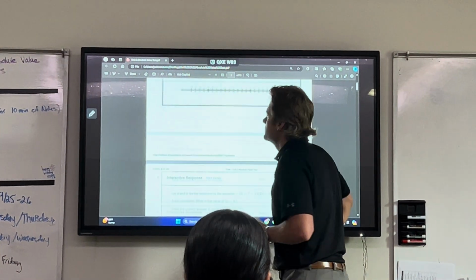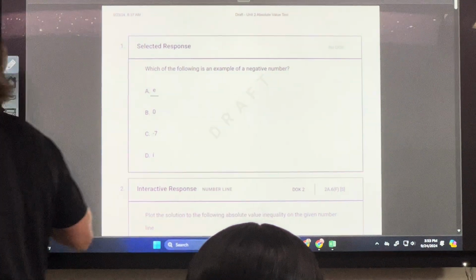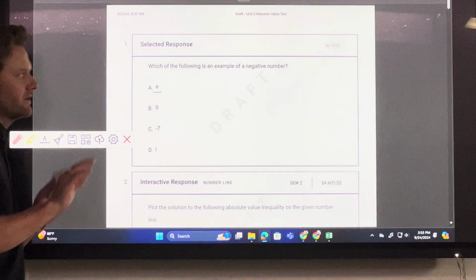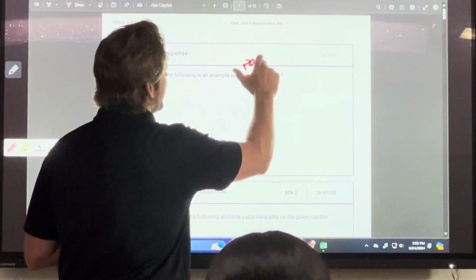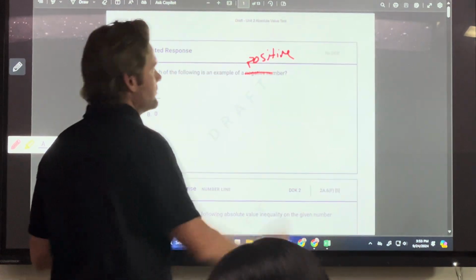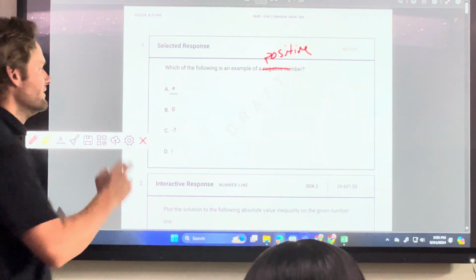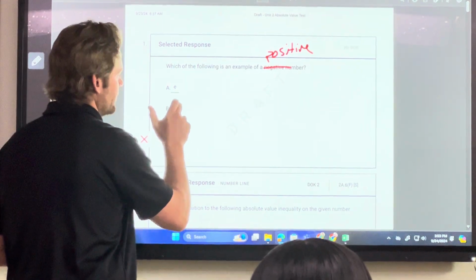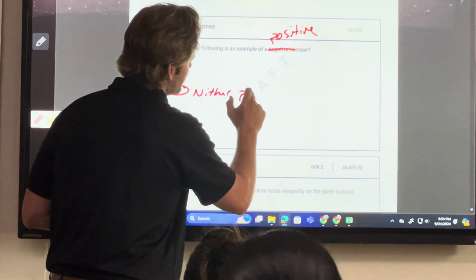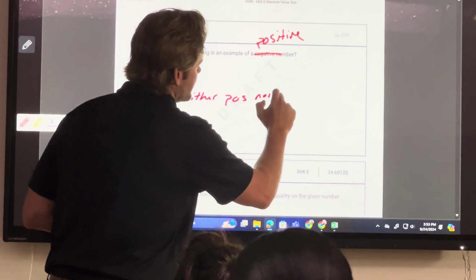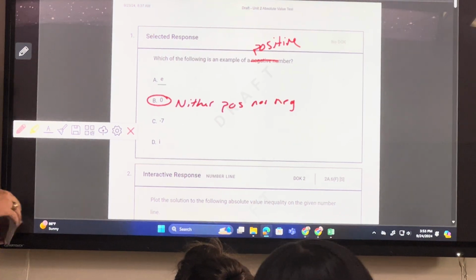All right, so starting at the top, now on the test, I know number one's not on my list, but you're gonna be asked either what is a positive number, right? Or what is neither positive nor negative, right? If it's neither positive nor negative, 0 will be your answer. 0 does not have a sign. It's neither positive nor negative.